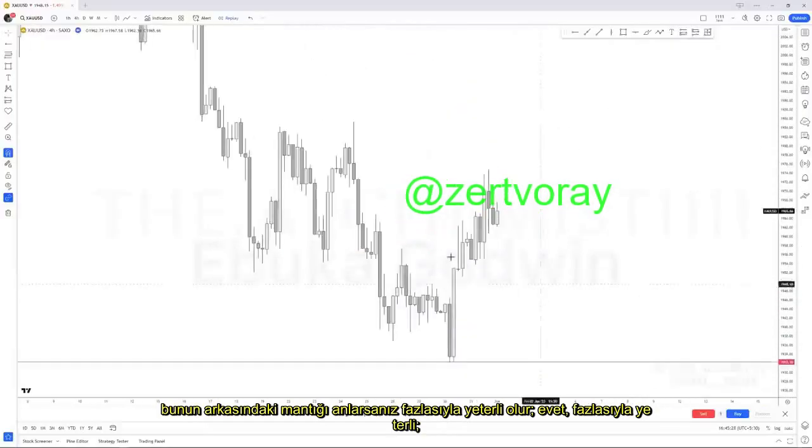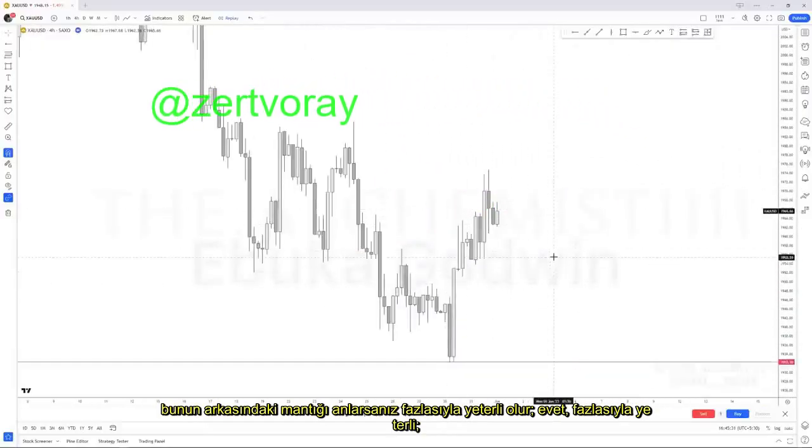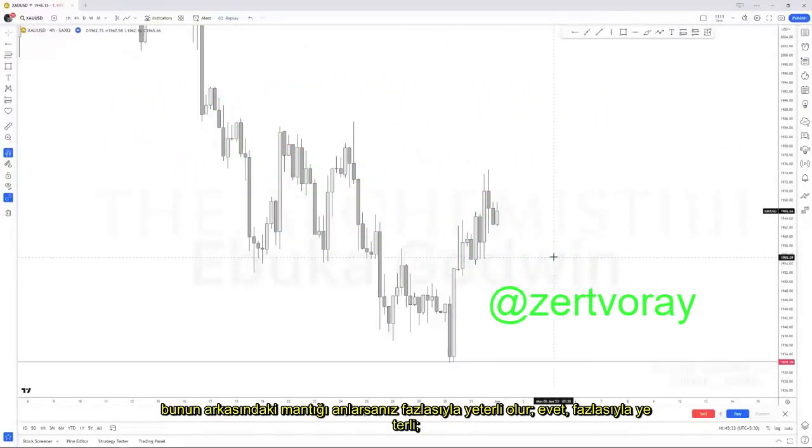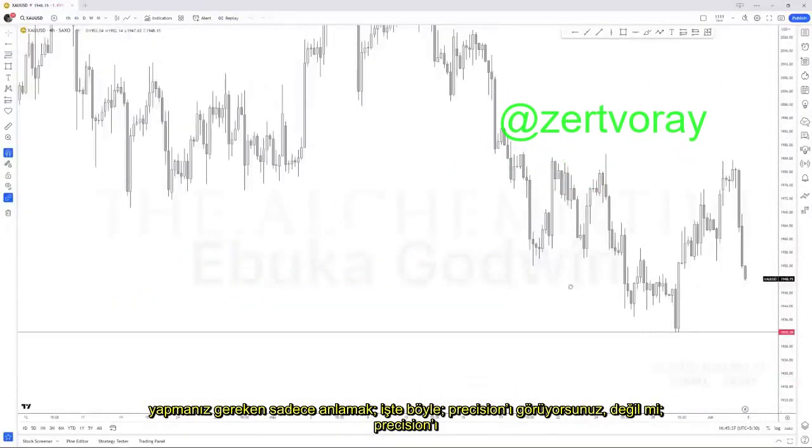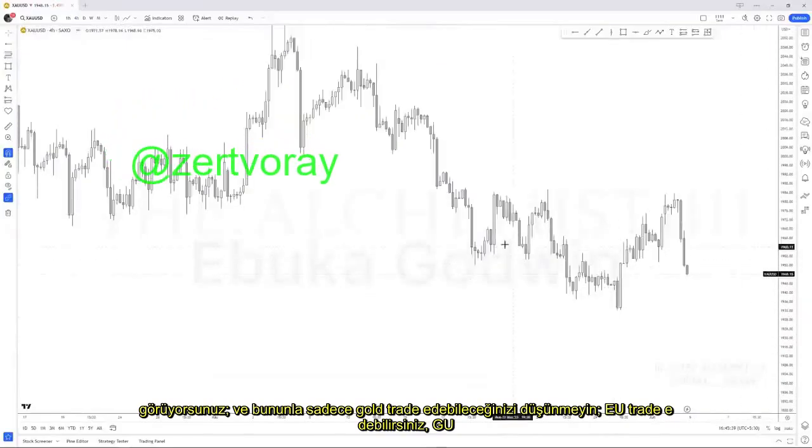Okay, if you understand the logic behind this, it's more than enough. All you have to do is understand. So there we go. You see the precision, right? You see the precision, and don't think you can only trade gold with this.